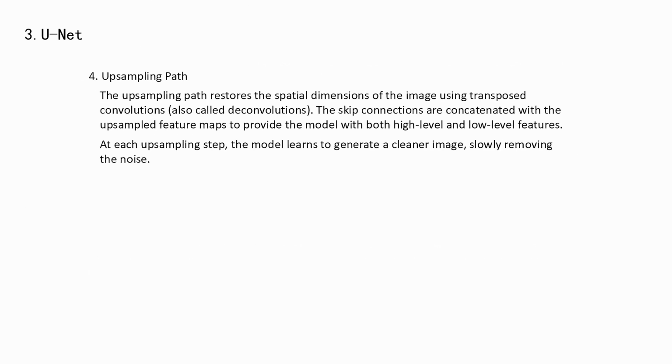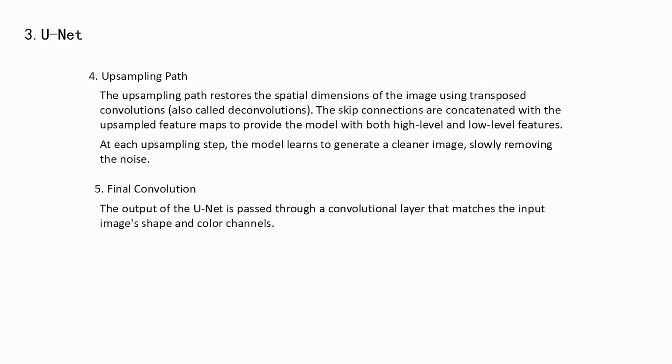4. Upsampling path. The upsampling path restores the spatial dimensions of the image using transposed convolutions, also called deconvolutions. The skip connections are concatenated with the upsampled feature maps to provide the model with both high-level and low-level features. At each upsampling step, the model learns to generate a cleaner image, slowly removing the noise. 5. Final convolution. Finally, the output of the U-Net is passed through a convolutional layer that matches the input image's shape and color channels.